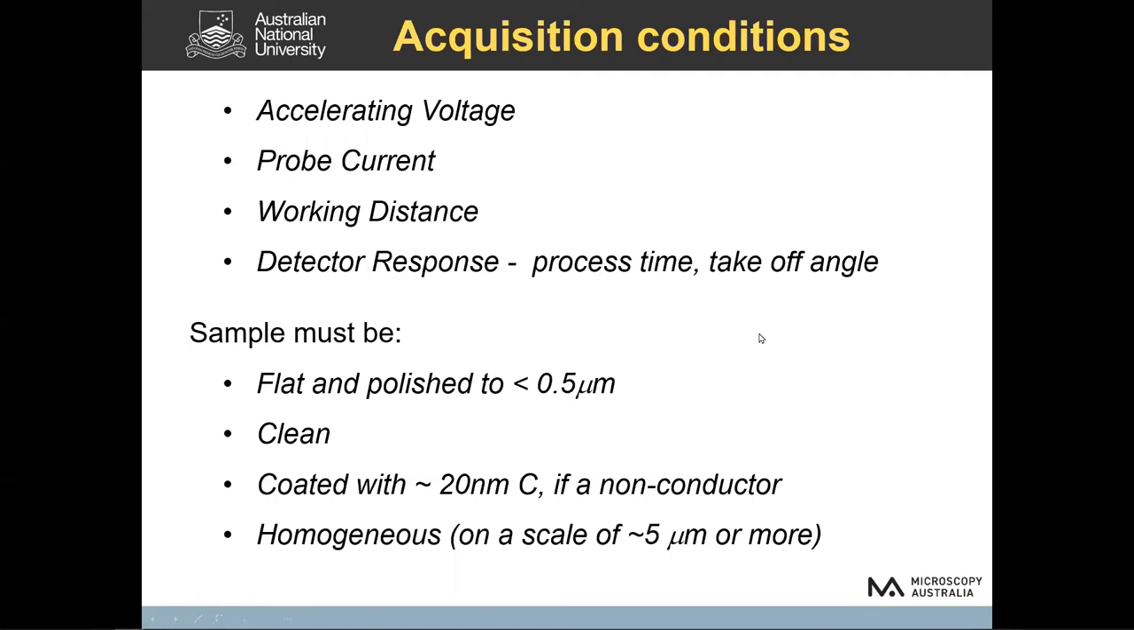Also, the sample should be flat and polished, better than half a micron. It is expected the sample is clean. The sample should be coated. If it's a non-conductor, we typically use a thin coating of carbon. And it's expected that the sample is homogeneous on a 5-micron scale or more.